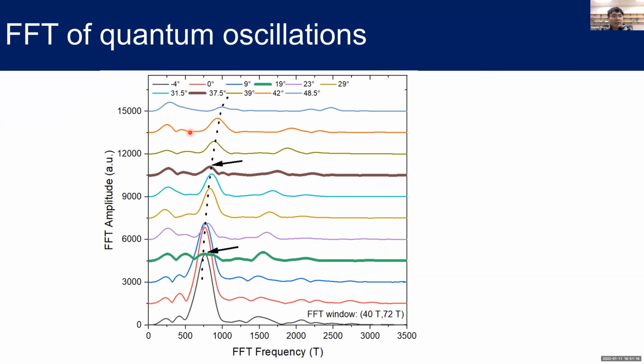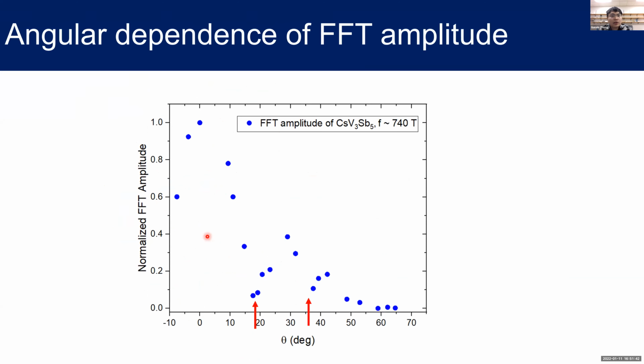So we did the FFT for the quantum oscillation. If we look at this dashed line, which is around 800 Tesla, we can again see the peak around 90 degrees and 37 degrees vanished again. And then we can make a clear plot here, the angular dependence of FFT amplitude.